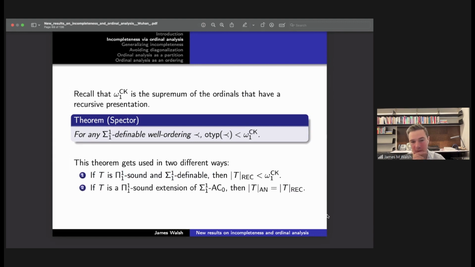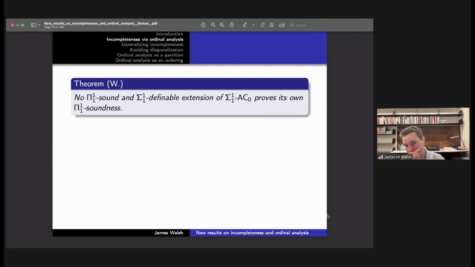The other claim that we need is that if T is a Π¹₁ sound extension of Σ¹₁ choice, then its analytic and recursive proof theoretic ordinals coincide. So for any T Π¹₁ sound extending Σ¹₁ choice, the analytic proof theoretic ordinal of T equals the recursive proof theoretic ordinal of T. Okay, so the theorem: no Π¹₁ sound Σ¹₁ definable extension of Σ¹₁ choice proves its own Π¹₁ soundness.